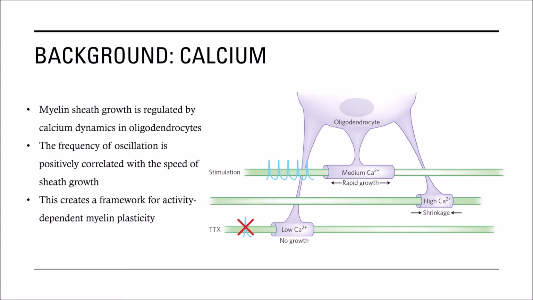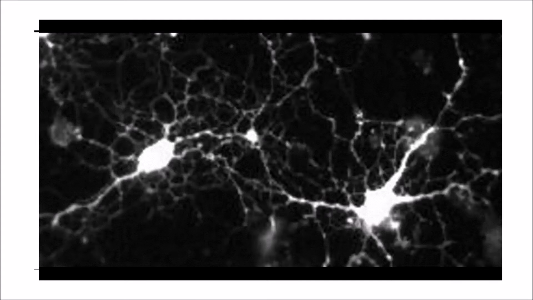This creates the framework for activity-dependent myelin plasticity. This is a feedback system where a neuron, if it's more active, has more myelin sheath growth. It's then able to send signals much more quickly, and then it's able to become more active. Experiments have actually shown when people learn a new language, the gross myelin volume in their brain actually increases.